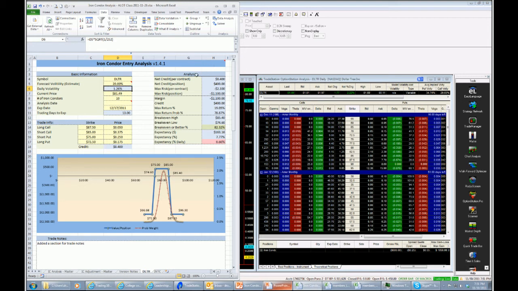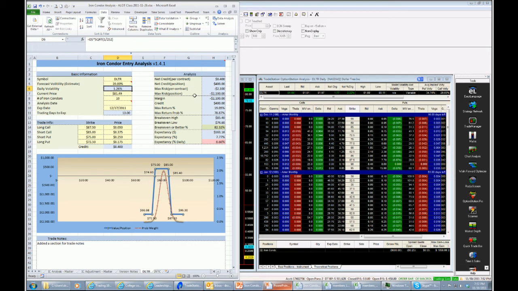Now, the analysis section over here takes all the data that you entered and breaks it down to all the numbers that you want to see relating to this particular trade. The net credit per contract is 40 cents. If we're doing 10 of these Iron Condors, that means the net credit for the position is actually $400, $40 per 10 of them, for 10 of them.